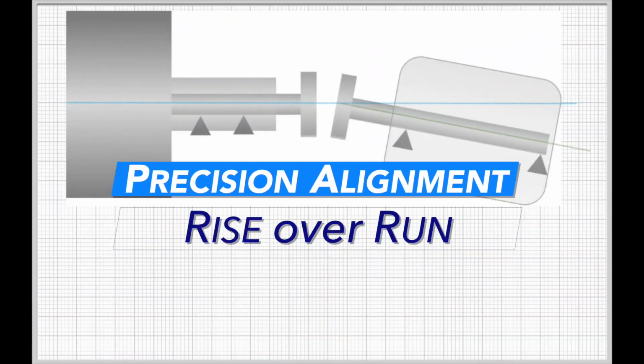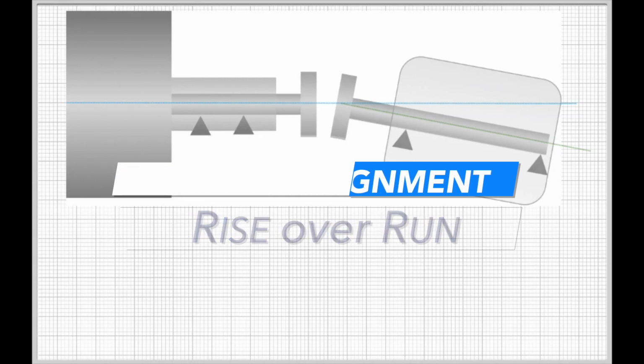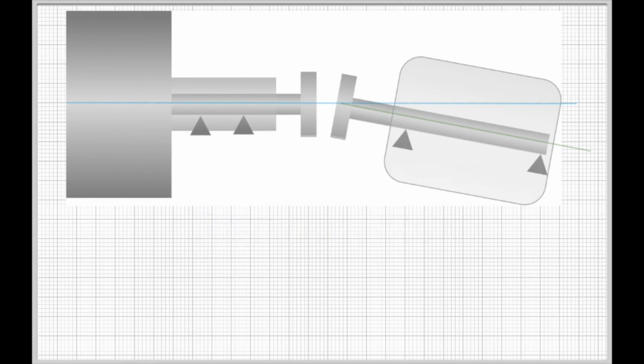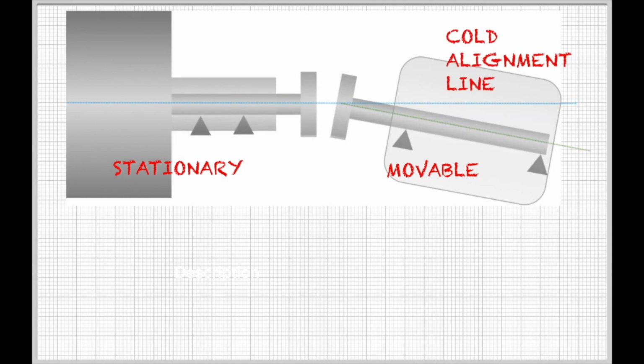Let's talk about some basic principles of shaft-to-shaft alignment. In the image you see here, I have two shafts. The machine to our left is simulating the stationary machine. The machine to the right is simulating the movable machine, often a motor. The blue dotted line represents the line to which I have to get the motor shaft in order for these machines to be properly aligned.